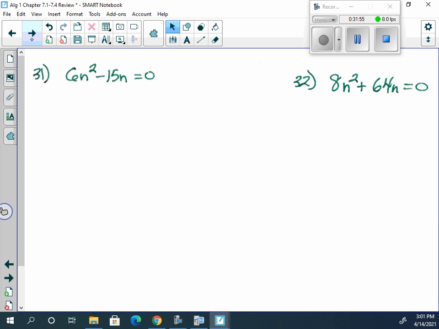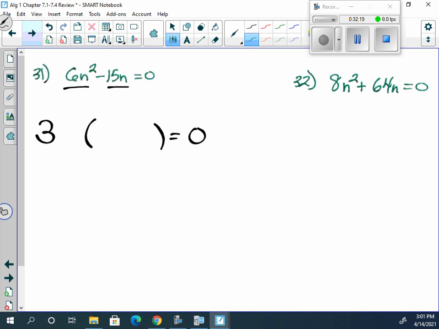So I'm looking for the biggest number that will go into both 6 and 15. 2? Well, 3, because 2 will go into 6, but 2 will not go into 15 evenly. But 3 will go into 6 and 15. So we factor it out. Is there anything else we can factor out? Because there is an n in common in both. So the biggest thing I can take out of both terms is 3n.